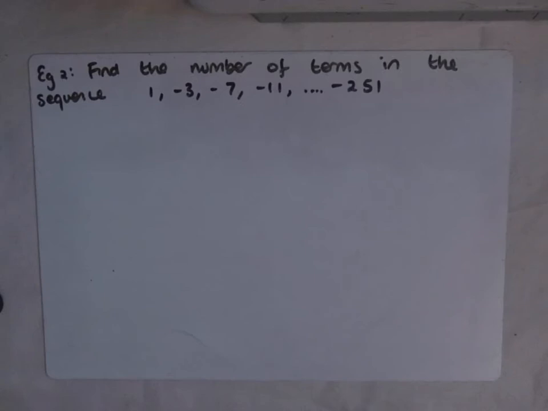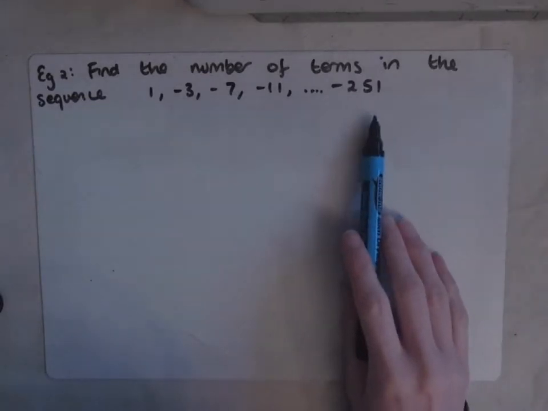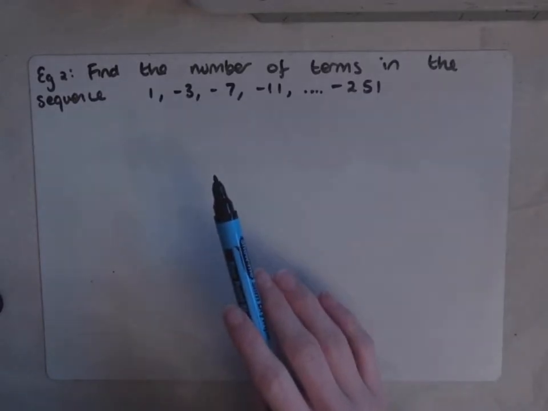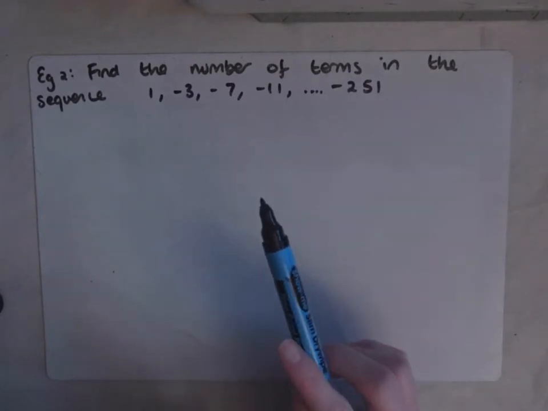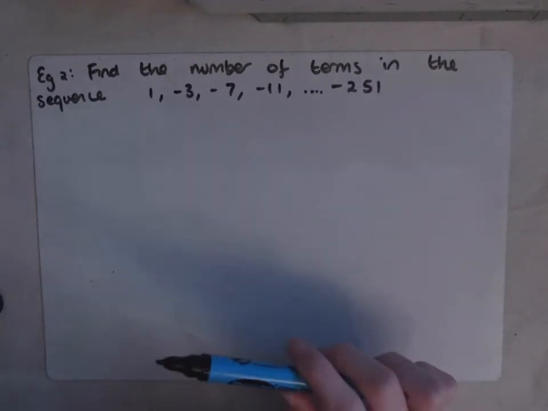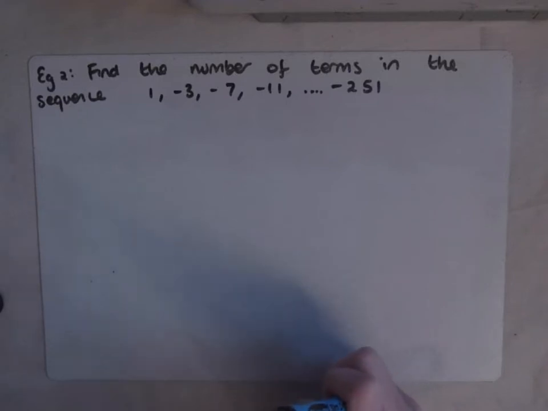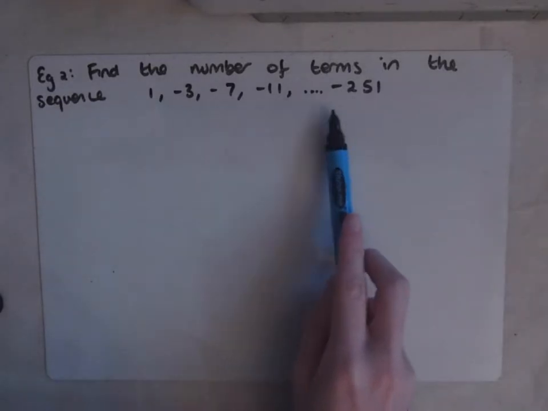Find the number of terms in the sequence 1, -3, -7, -11, ... -251. This is not an infinite sequence. It doesn't just keep going, it does stop here at -251. Could you tell me what type of arithmetic sequence it is, increasing or decreasing? Decreasing, yes, because the numbers are going down.